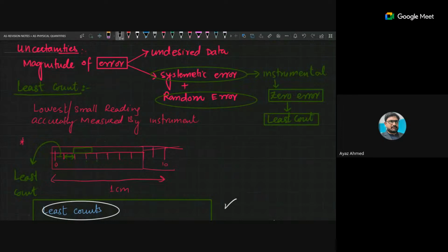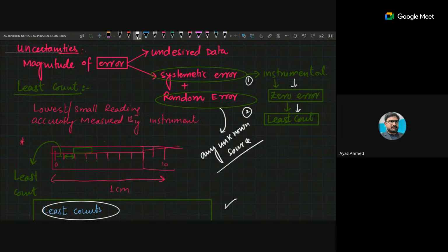Here I said that error is basically some sort of undesired value, undesired data, and we can eliminate it or minimize it. There are two types of error. One of them is systematic error, and the second one is random error. Systematic error is the error from any instrument, like your zero error, your least count, and all that stuff. And random error is any error which is due to an unknown source.